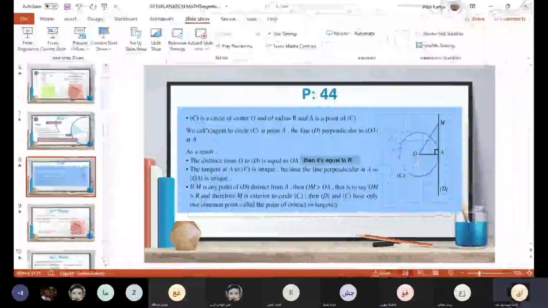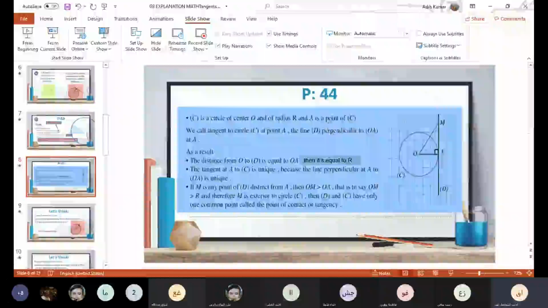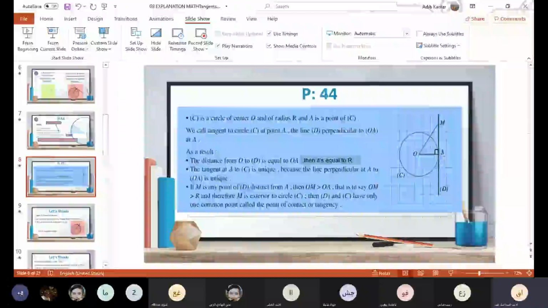C is a circle of center O and radius R, and A is a point of C. We call tangent to circle C at point A the line D perpendicular to OA at A. So this line D, perpendicular to OA at A, we call the tangent to the circle C at A. As a result, the distance from O to D, meaning the distance from the center to the line D, is equal to OA, which is the radius.